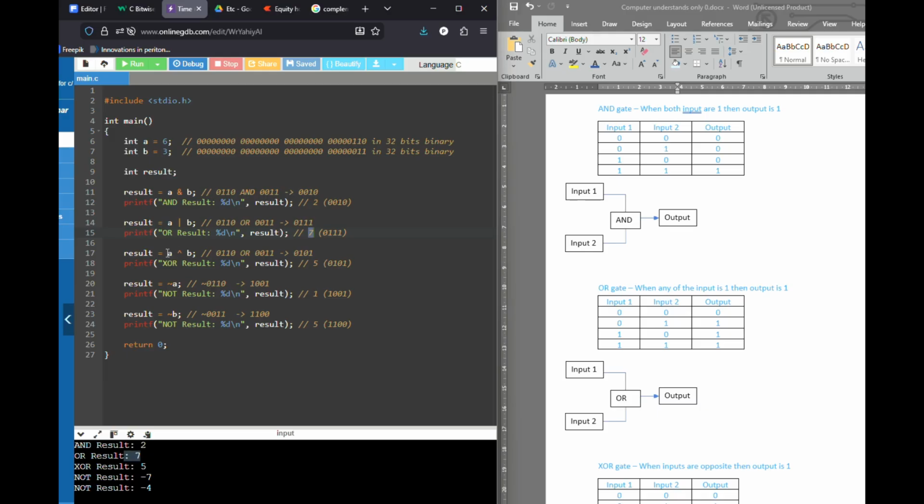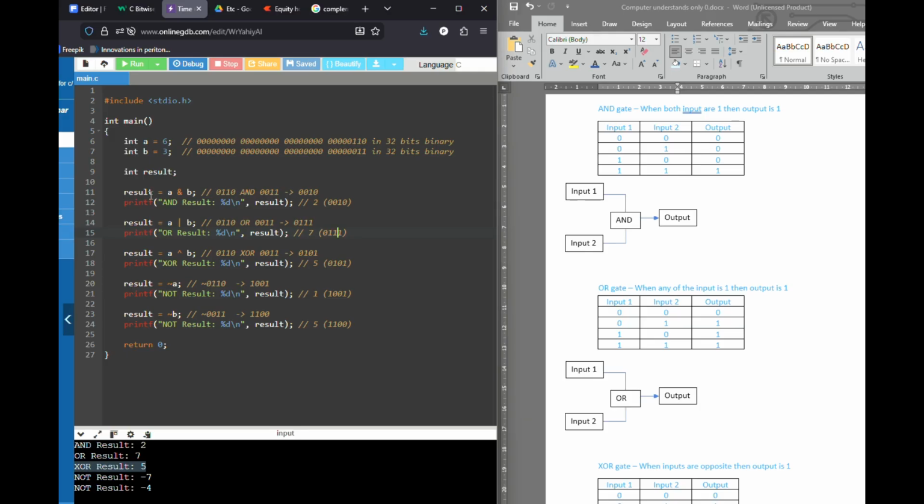We do the same for A and B with the XOR gate. This is the XOR symbol in C language. Whenever we do A and B, 6 and 3, with the XOR gate, the output will be 101. And if you convert 101 back to decimal, it is 5. So it's printed 5. XOR result is 5.